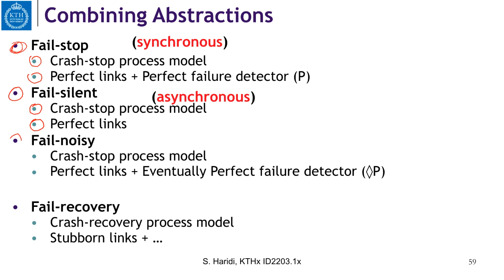Then we have the fail-noisy model. The fail-noisy model is a crash-stop process model, perfect links, but we are using the eventually perfect failure detector. So this model is the partially synchronous model. When we are writing algorithms in this model, the fail-noisy model, our failure detector could be inaccurate, and we don't know when it's going to be accurate. Therefore, we have to make sure that whatever we do to guarantee our safety properties, we assume always that our failure detector is inaccurate. We'll discuss this issue in the next lecture.